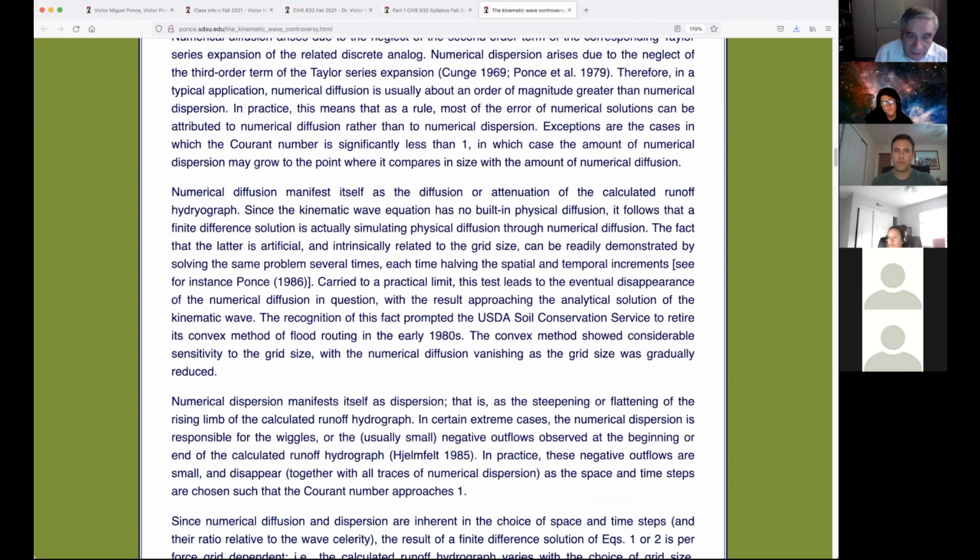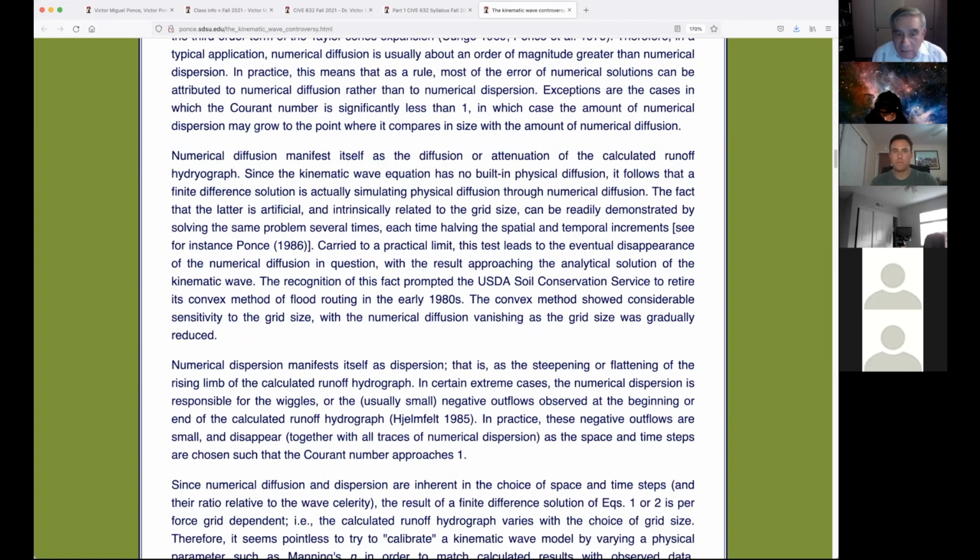Okay. Carried to a practical limit, the fact that the numerical diffusion is artificial, and it is intrinsically related to the grid size, can be readily demonstrated by solving the same problem several times, each time decreasing the spatial and temporal increments. So in other words, the increment is 100 feet, then you do 50 feet, 25 feet, and so on. Carried to the practical limit, this test will eventually lead to the disappearance of the numerical diffusion, with the result approaching the analytical solution of the kinematic wave.